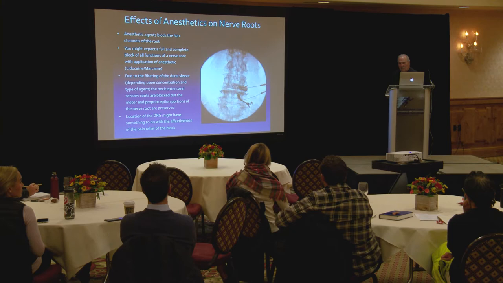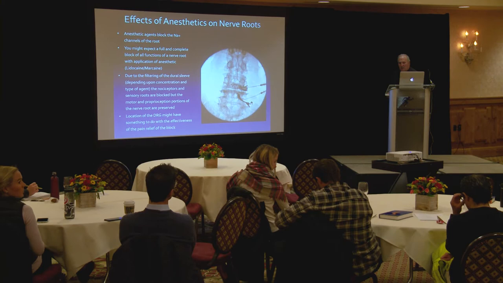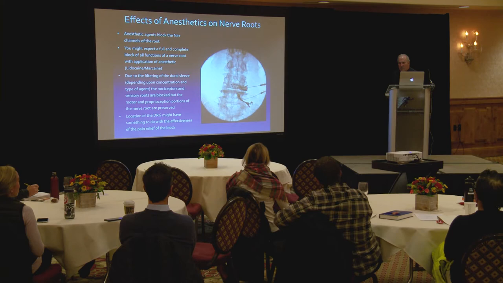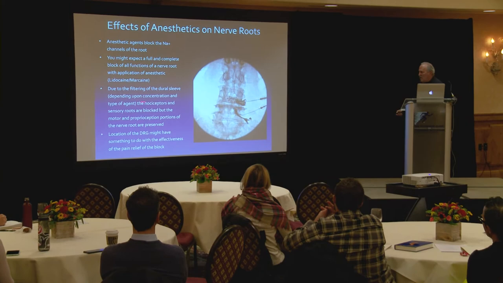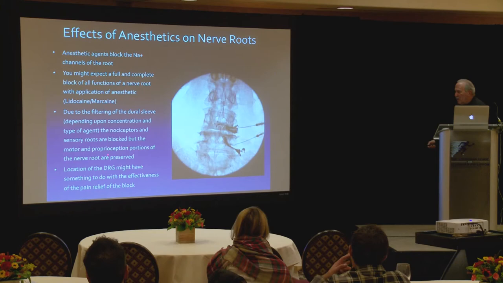Is there a concentration of anesthetic that will give you a motor block every time versus ones that generally won't? 0.75% marcaine, you have a higher likelihood of motor block. Okay. So it depends on how it's injected and the concentration and the volume. So the dural sleeve filters these agents and it will anesthetize the nociceptors and sensory roots, but interestingly enough, most of the time, motor and proprioception is preserved. So the location of the DRG might have something to do with it.